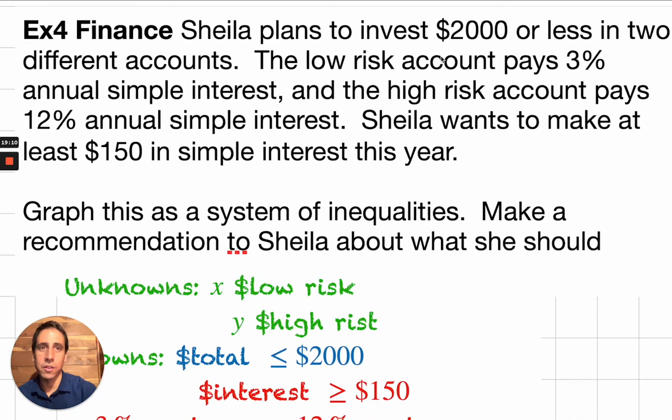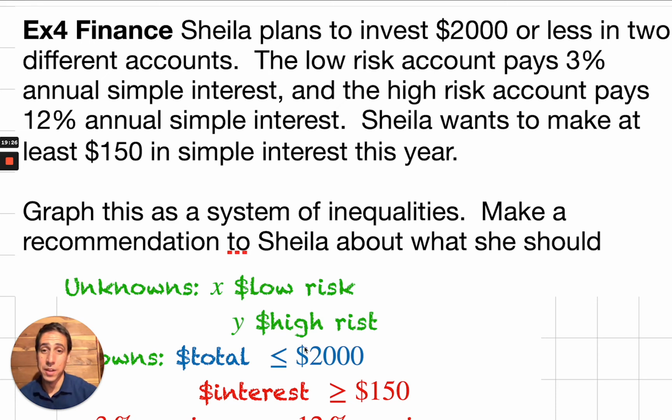We got some totals here. Total of $2,000. Total of $150 of interest. So there it is. We want to make at least our total. Okay, so $2,000 or less. She's only got $2,000. She could invest for less than that if she wanted to.